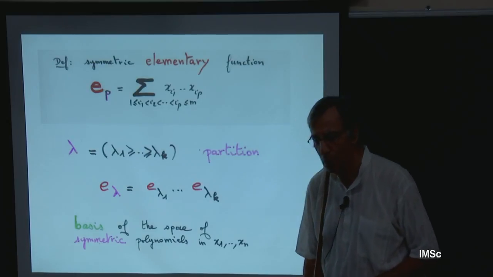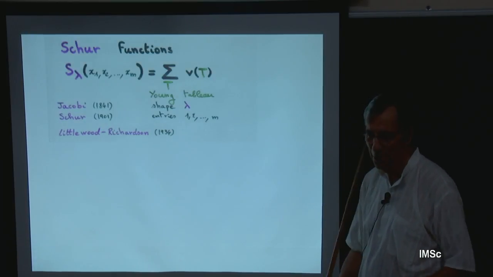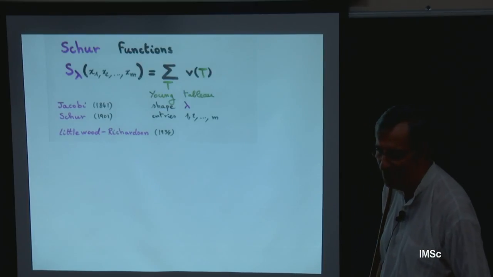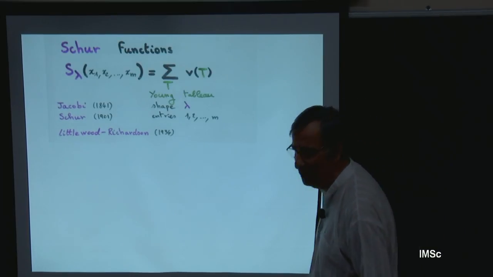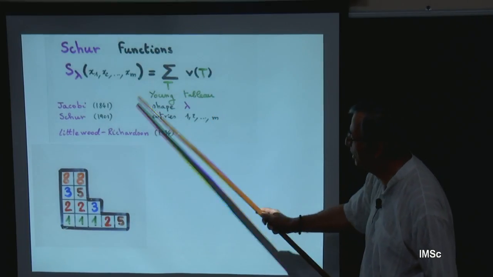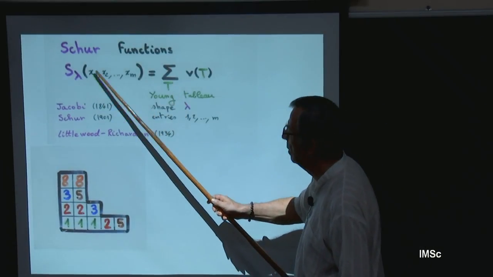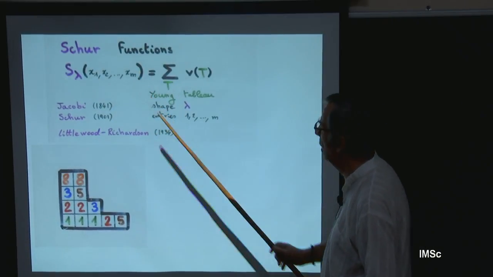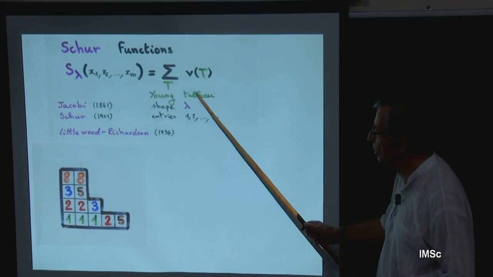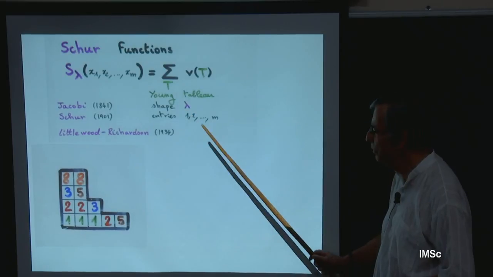So in the previous chapter, we have seen another basis, the Schur functions. It is usually defined as a ratio of two determinants, but a very practical way to define it combinatorially is to say that the Schur function, indexed by a partition lambda in variables x1, x2, ..., xm, is the sum of the weights of all semi-standard Young tableaux of shape lambda with entries from 1 to m.